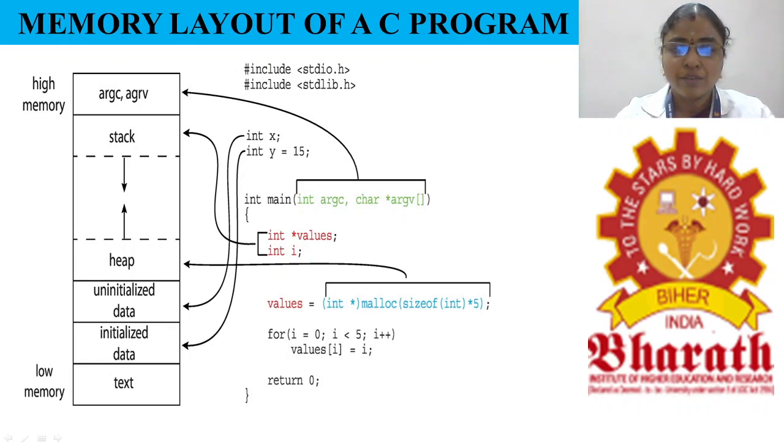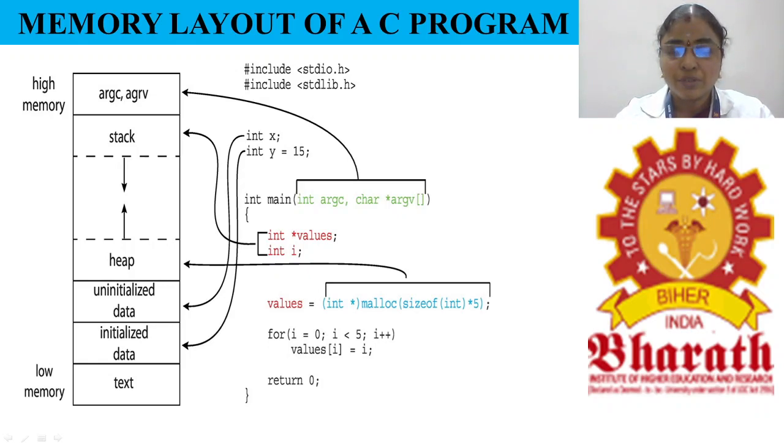So the data section will be divided into two parts. First one is uninitialized data. Second one is initialized data. So we have two variables here. First variable is not initialized, so automatically it will be considered as uninitialized data. The integer x will be stored in the uninitialized data. Second one, int y = 15, so it will be moved to the initialized data.